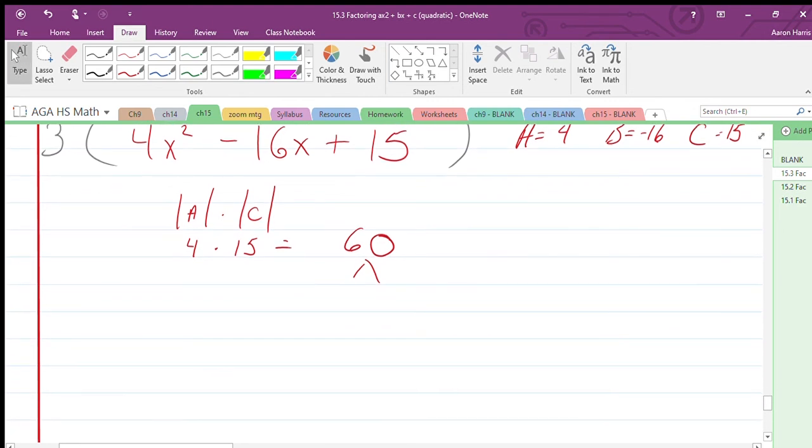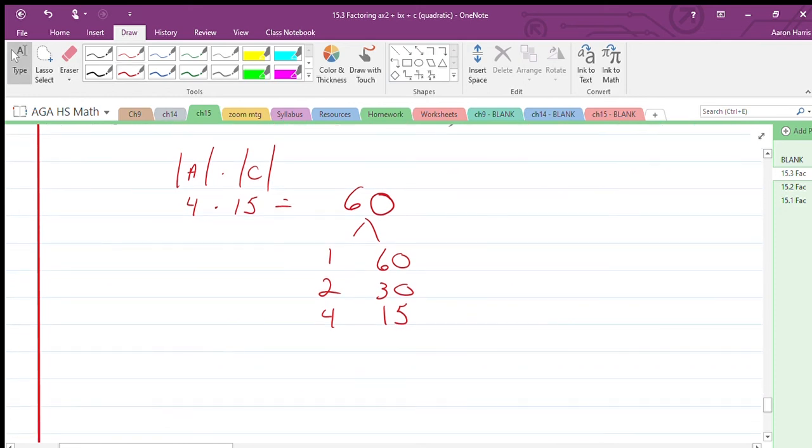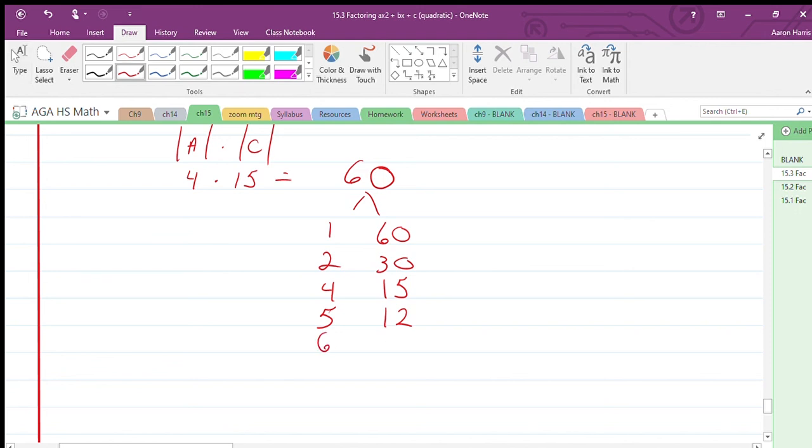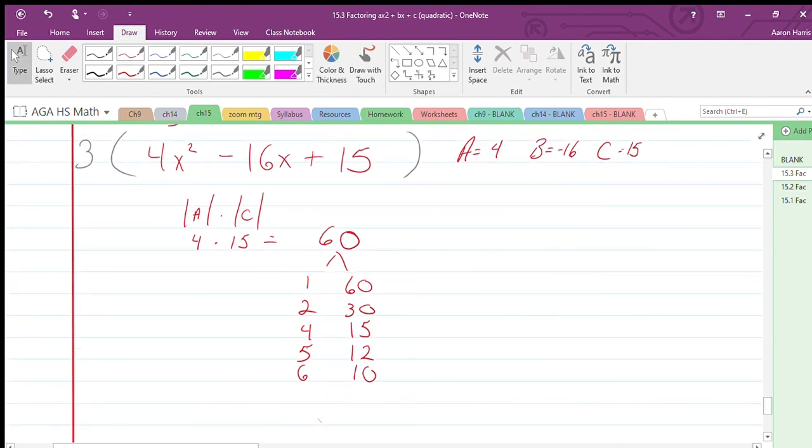Factors of 60. Start with 1, 60. 2, 30. 3, 20. 4 would be 15. 5 would be 12. 6 is 10. 7 doesn't go in, 8 doesn't go in, 9 doesn't go in, there's 10. So I'm done there. Now, what is C? Positive. B is what? Negative. So immediately I already know that all of these are going to be negative. All you have to do is look at the graphic organizer.